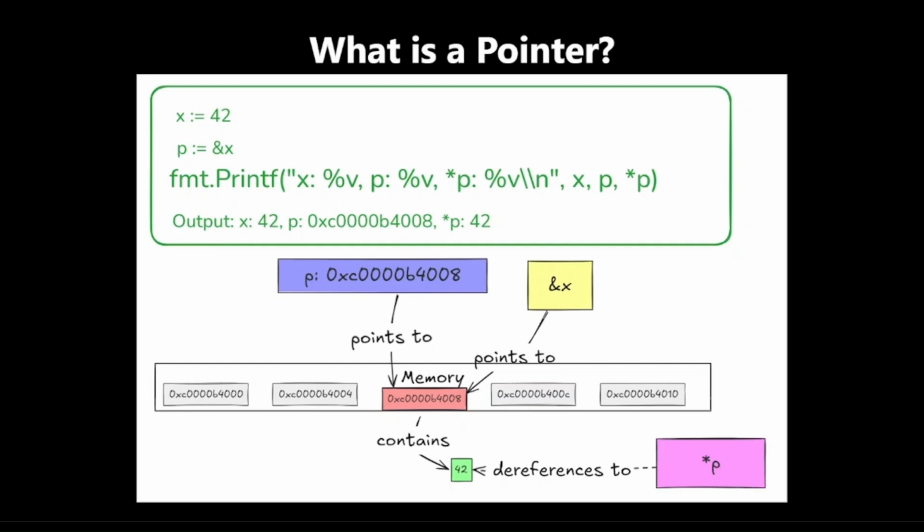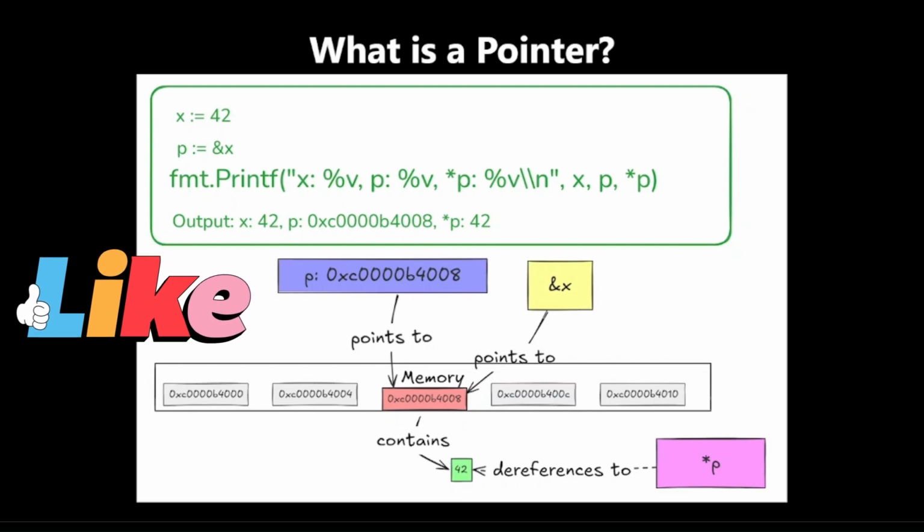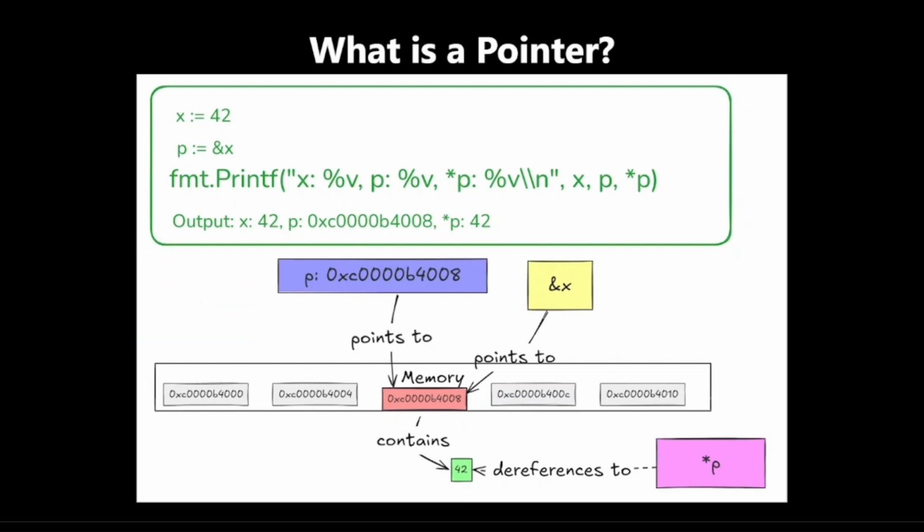Now, let's talk about pointers. See the purple box at the top? It says p with address ending 08. This is our pointer variable, p. A pointer is simply a variable that stores a memory address. The arrow from p to the memory address shows that our pointer is pointing to this specific location in memory.